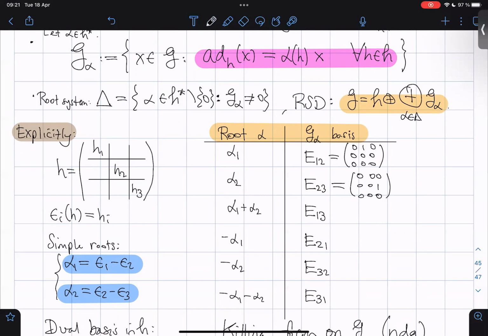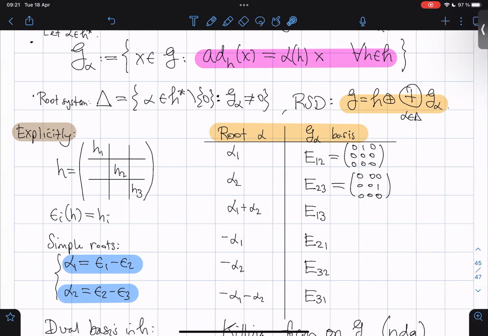Okay, so that's also a root vector. And alpha 2, which is epsilon 2 minus epsilon 3, is the corresponding eigenvalue or root. So this is the full list of these roots: alpha 1, alpha 2, alpha 1 plus alpha 2, and then their negatives, and these are the corresponding eigenvectors, root vectors. Is that okay?